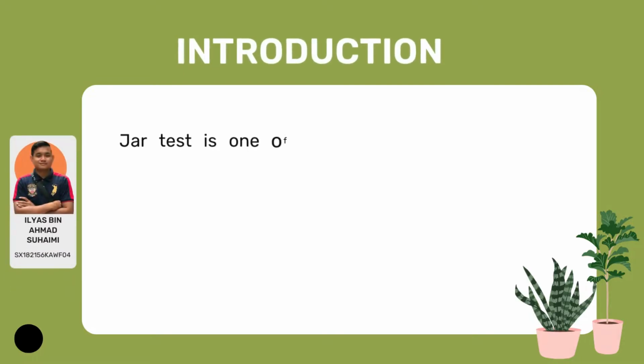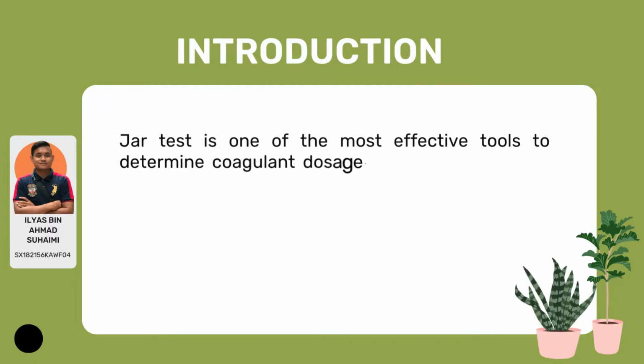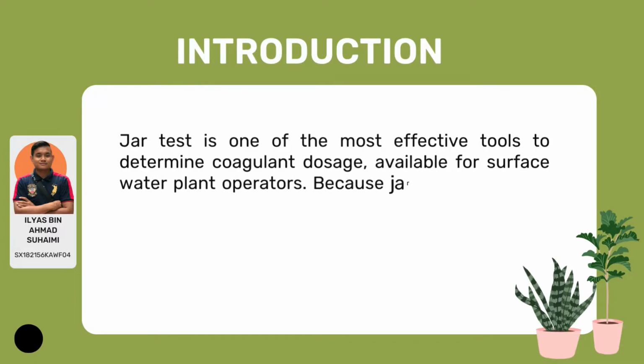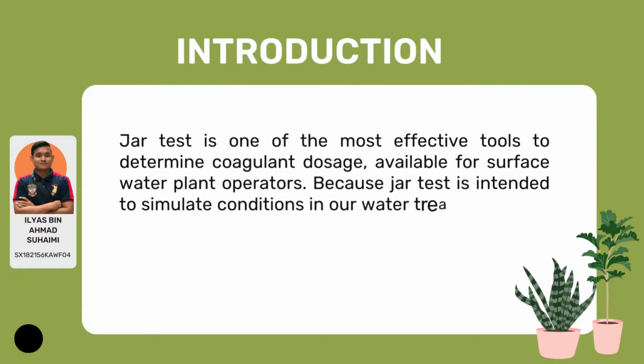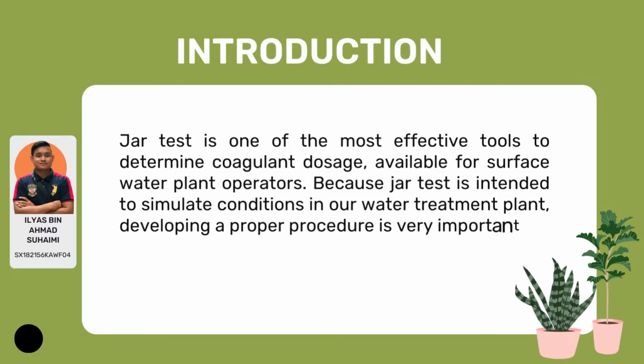Introduction. Jar test is one of the most effective tools available to surface water plant operators for determining coagulant dosage, because jar test is intended to simulate conditions in our treatment plant. Developing a proper procedure is very important.